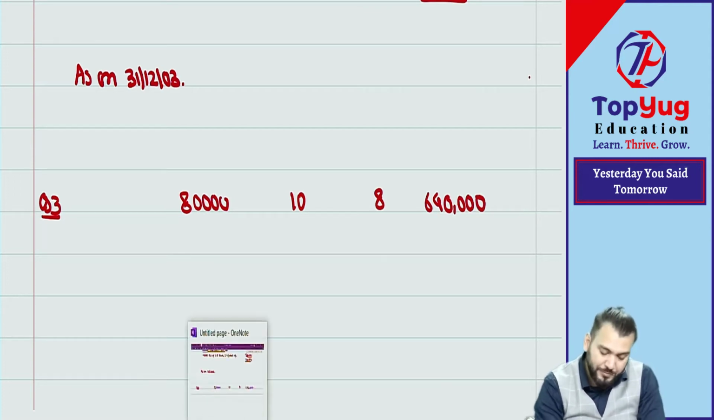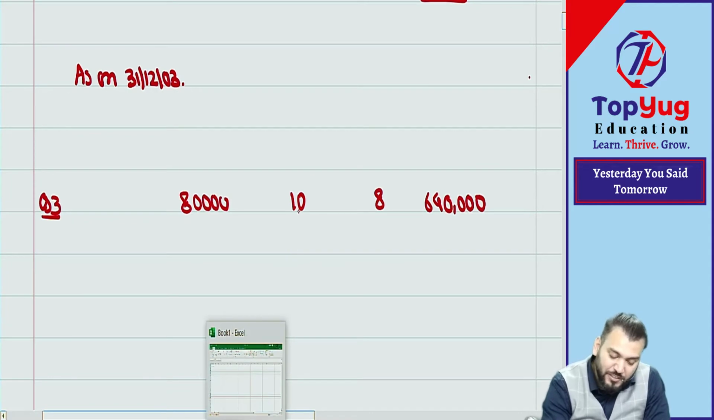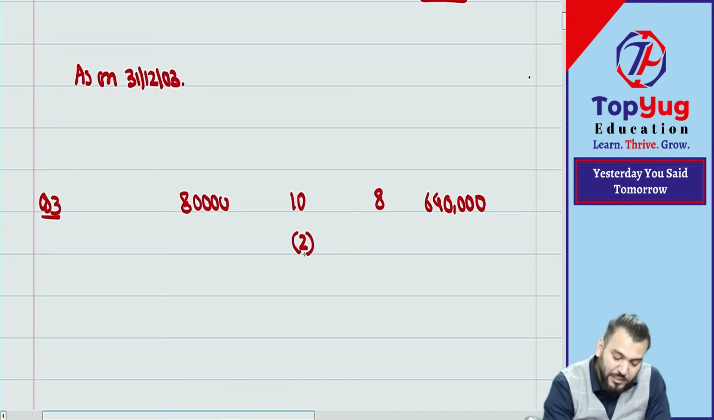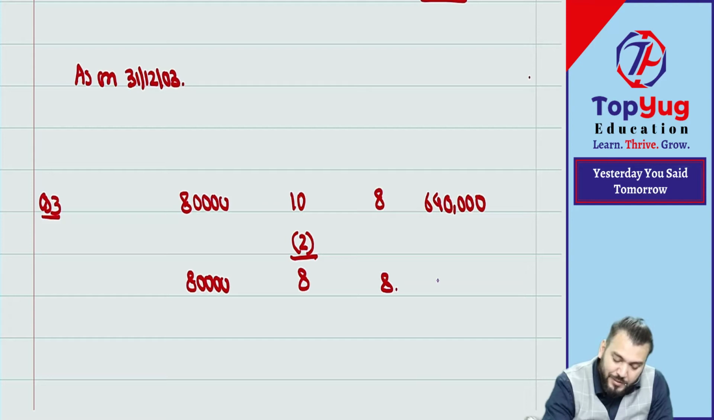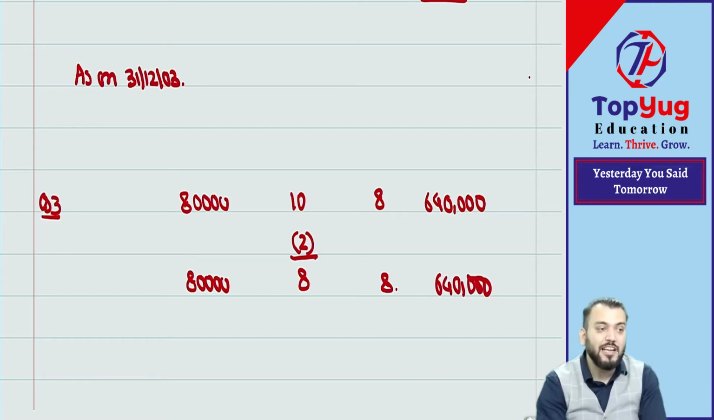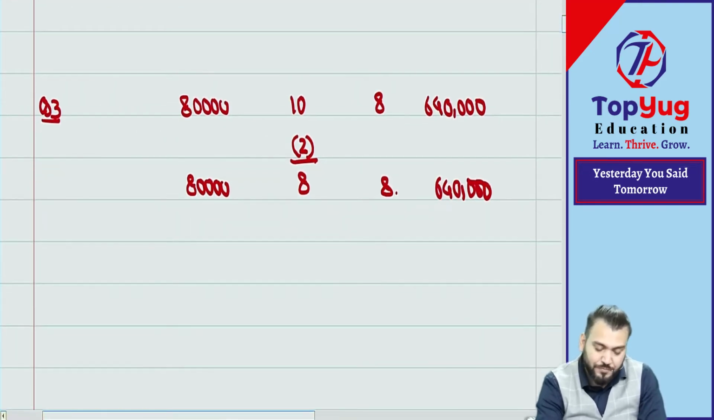6,40,000. Correct. Then the company decided to reduce it to rupees 8 per share fully paid up by cancelling the unpaid amount. So it means they will reduce it by 2 and this will become 8, and this will also become 8, and this will be 80,000, and this amount will remain the same, 6,40,000. Understood? So this is cancellation of uncalled capital, which we have already done. So what journal entry will you pass?